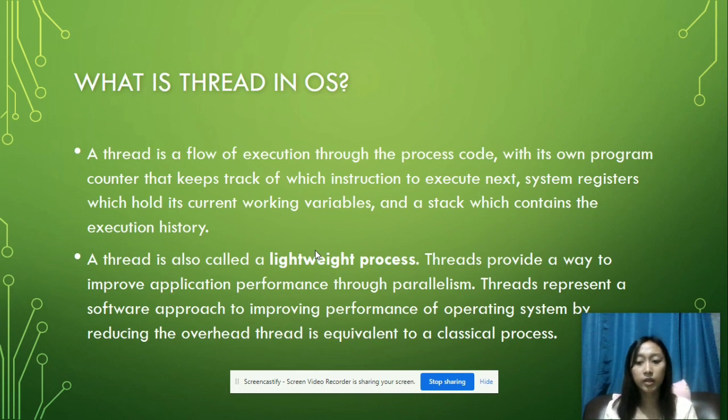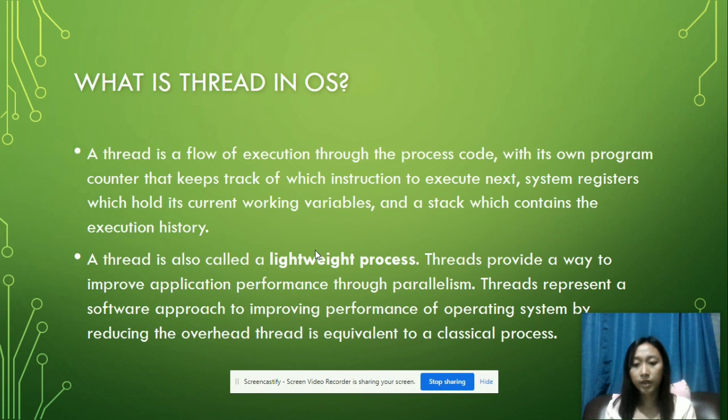So what is a thread in an operating system? A thread is a flow of execution through the process code with its own program counter that keeps track of which instruction to execute next, system registers which hold its current working variables, and a stack which contains the execution history.